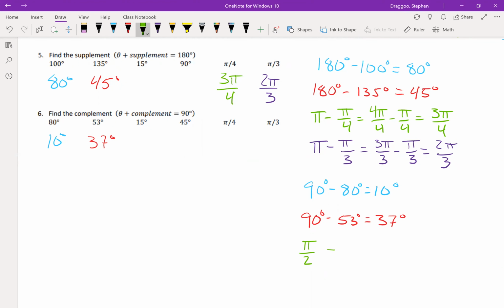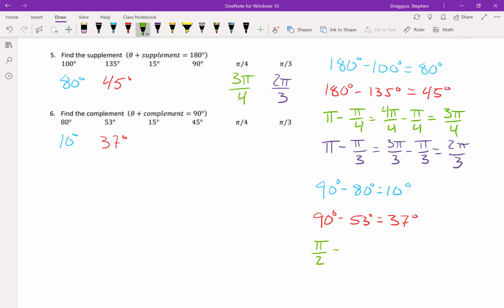So I'll want pi over 2 minus pi over 4 to be equal to pi over 4 radians. So pi over 4 is its own complement. And if we look at the complement for pi over 3, that'll be 3 pi over 6 minus 2 pi over 6, which is just pi over 6.